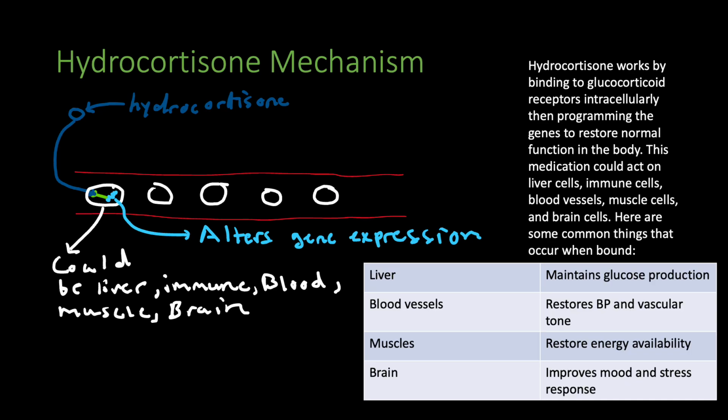The fludrocortisone works similar to the hydrocortisone, but it is bound to a different type of receptor. In this case, it binds to the mineralocorticoid receptor, so it affects the kidney, the colon, the salivary glands, and basically provides for sodium, water, potassium, and all those other things to increase blood pressure as well.